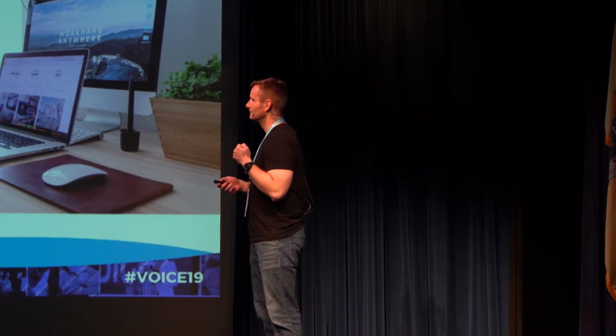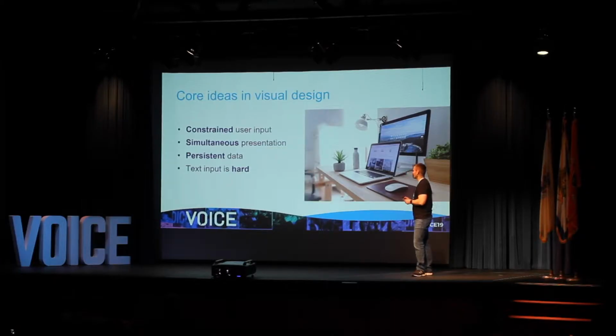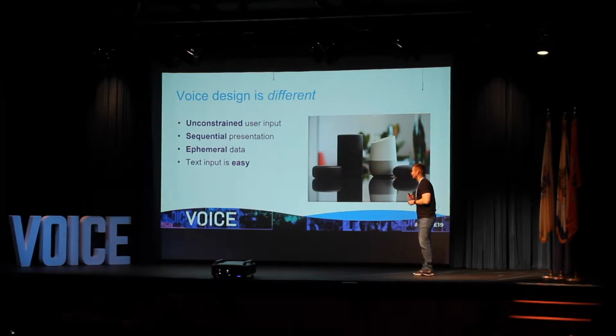So what are some core ideas in visual design? Well, in visual design, user input is constrained. You can make sure that you limit what people can see and what they can click on. Data can be presented simultaneously. You can have many different data points presented at the same time. Data is persistent. It can stay there for as long as you want or as long as your user wants. And finally, text input is hard. You've got to type it out, and making that easy was one of the fundamental improvements behind a visual user interface.